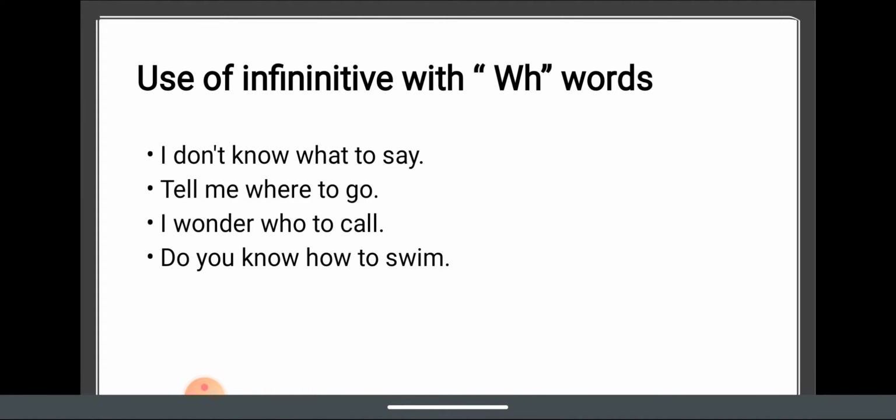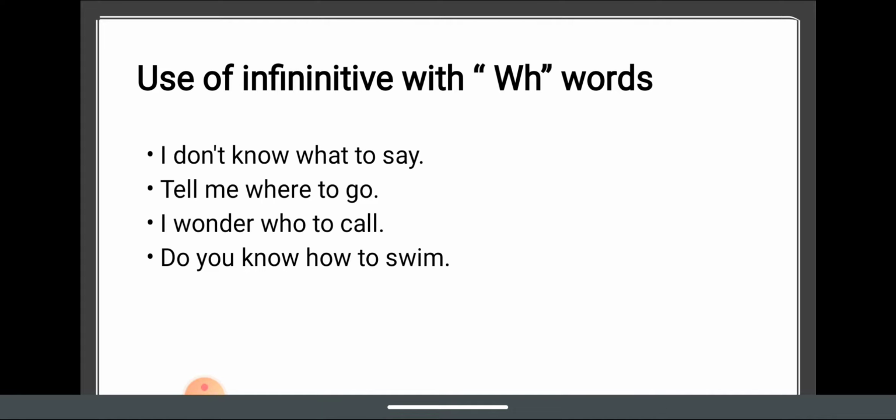Use of infinitive with a WH word. I don't know what to say. Tell me where to go. I wonder who to call. Do you know how to swim? So these are very common sentences we usually use in our conversation or daily speaking.